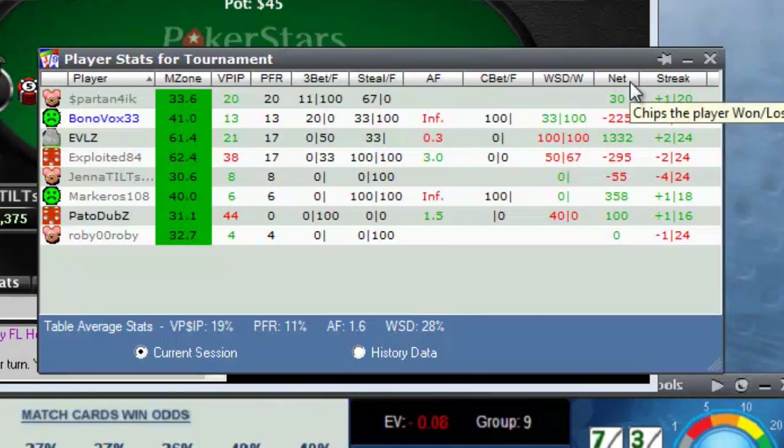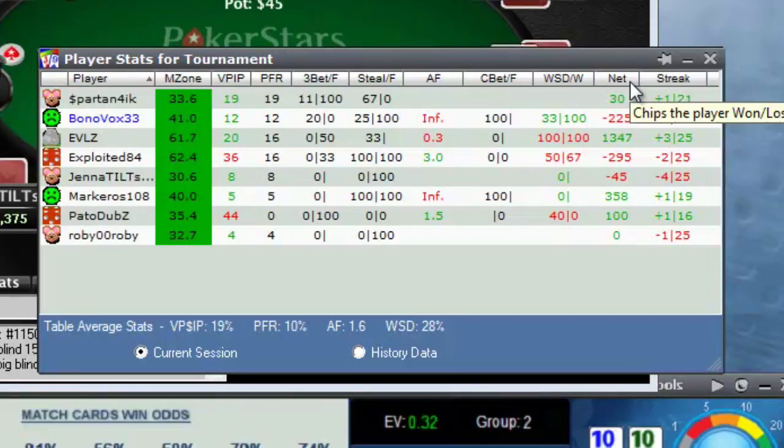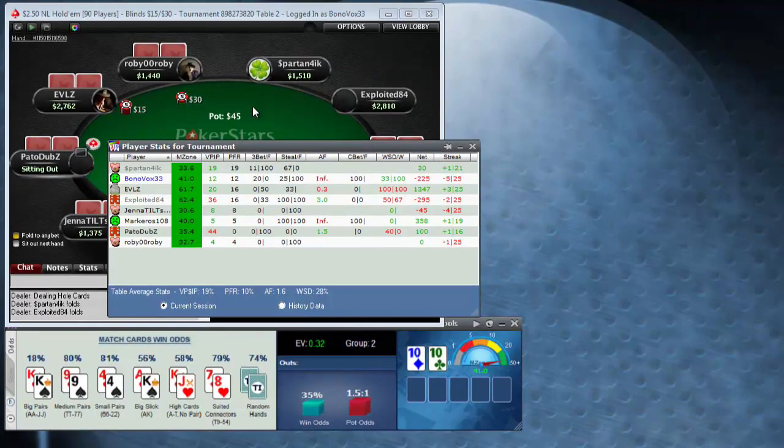Your net. A net gain or net loss is how many chips you've lost in the last set amount of hands. And this is kind of important in tournaments because if you go through a swing of losing some chips or gaining some chips, then that can affect your style of play. Let me get right back to that.